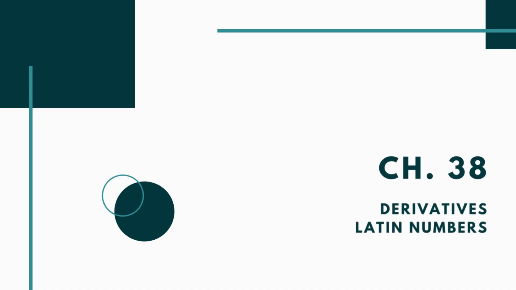Hey everyone, in this video we're going to take a look at chapter 38 from the Ecce textbook and dive into the grammar of it. So like we always do, the first thing we're going to do is look at some derivatives just so you can get a sense of the vocab, and connect it back to English.